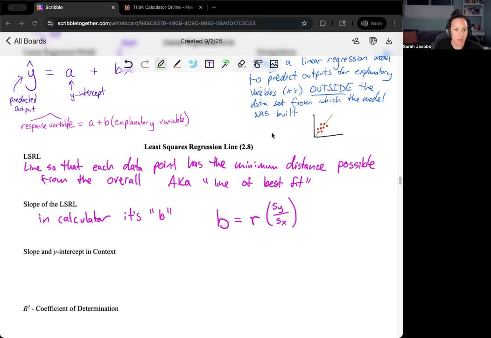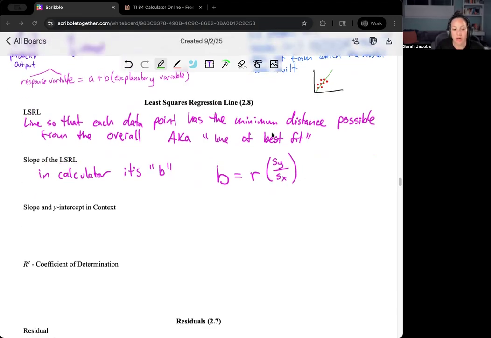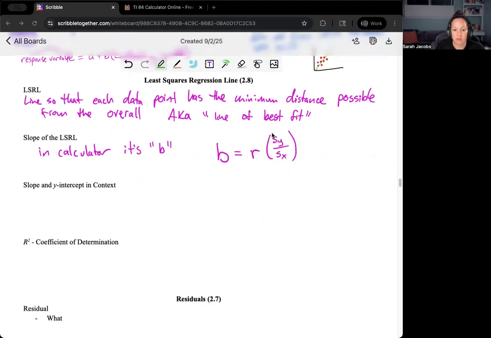We're going to go through with an online emulator we found. We'll go through entering some data and calculating the LSRL. But please do this in your calculator and learn how to read the output. Don't worry about calculating this by hand. So, the slope and y-intercept in context.